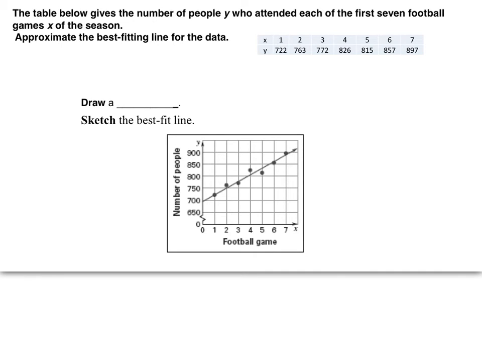Alright, so let's look at this example here. The table below gives the number of people, y, who attended each of the first 7 football games, x, of the season. And we're going to approximate the best fitting line for the data. So we have the data. First thing we would do is draw a graph. So I have done that for you.